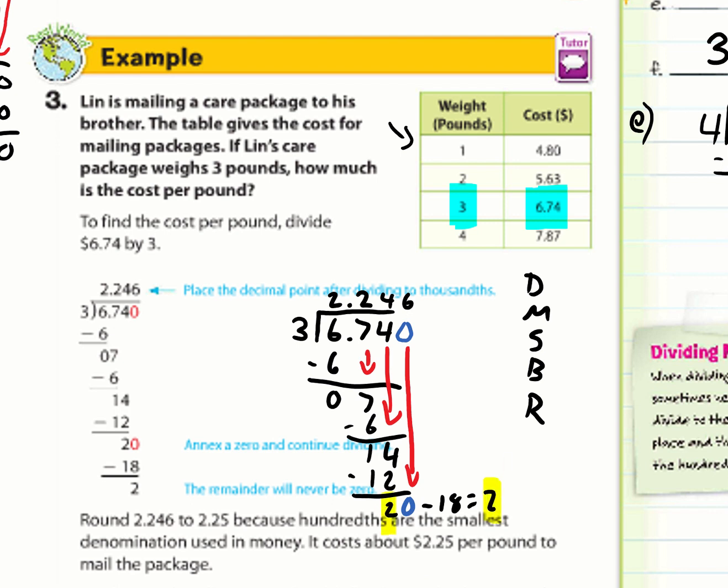So if we keep annexing a 0, we're actually going to keep getting 6 each time. And what this is called is a repeating decimal. So whenever that's the case of a repeating decimal, we take the last digit and we put a line above it. So that means we're going to have 6s across. So this is just going to keep going continuously. So that's why we have the line up there.